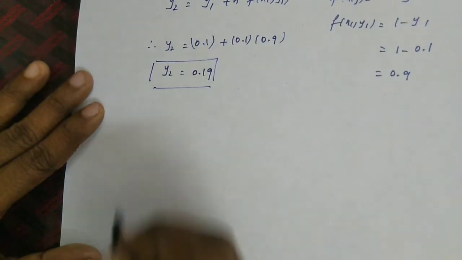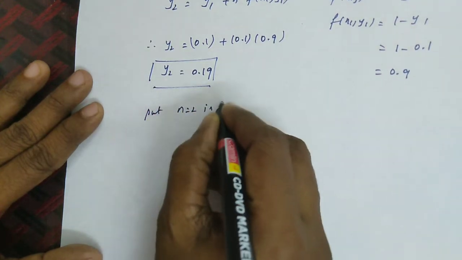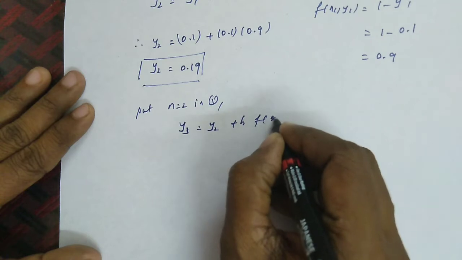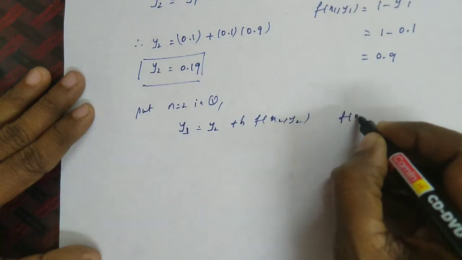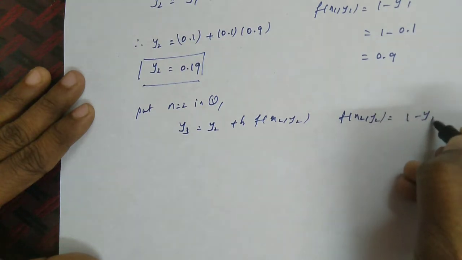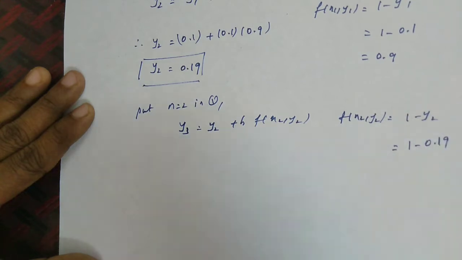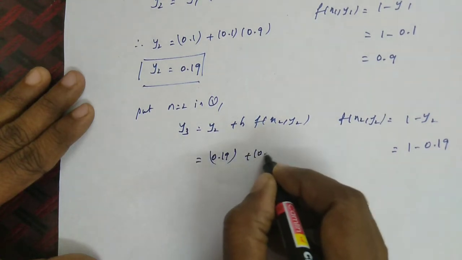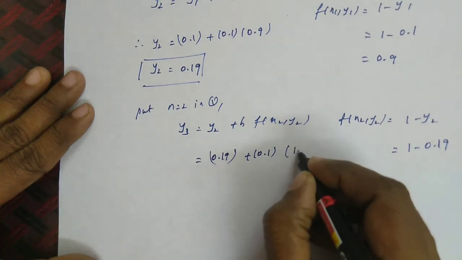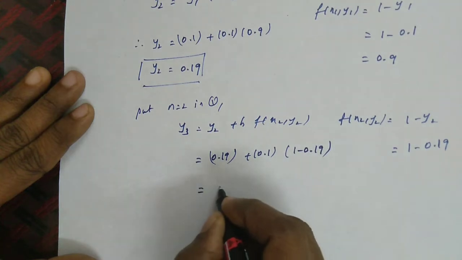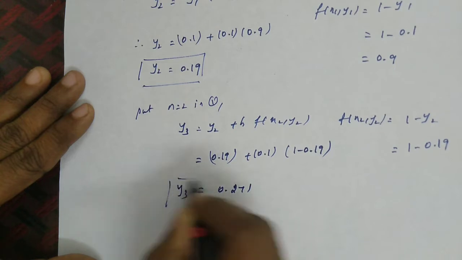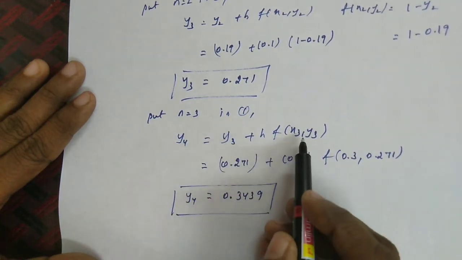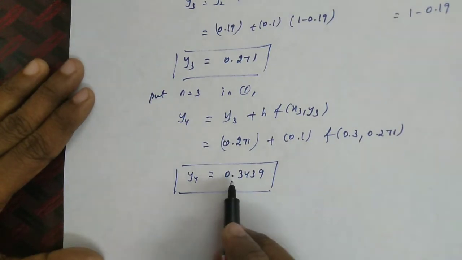Then we have to put n is equal to 2 in equation 1. Put n is equal to 2, what will happen, y3 equals y2 plus h into f of x2 comma y2. f of x2 comma y2 equals 1 minus y2, that is 1 minus 0.19. That is our f of x2, y2. So y3 equals 0.19 plus h, which is 0.1, into f of x2, y2, which is equal to, our y3 answer is 0.271. In the same manner put n equal to 3 in equation 1. y4 equals y3 plus h into f of x3 comma y3. So we can get y4 equal to 0.3439.